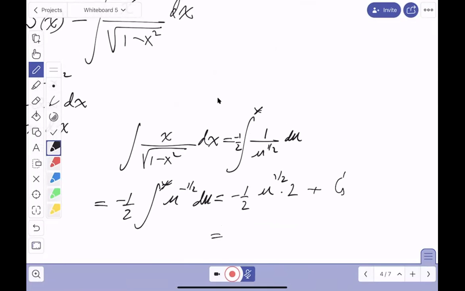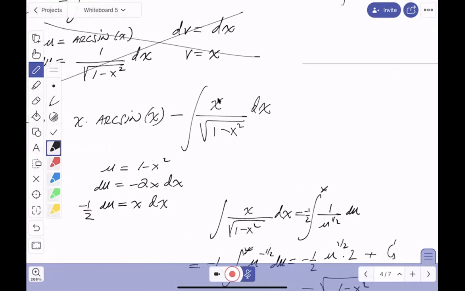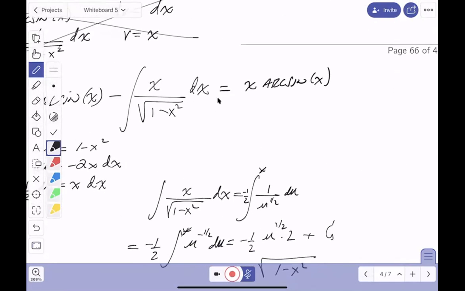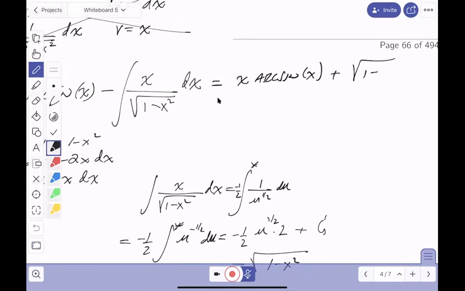But I got to go back to the land of u's, and it's going to be minus the root of, right? What's u? Can't remember. Look back. It's 1 minus x squared. So I think I'm ready. I'll put it over here. What are you going to get over here? x arc sine of x. What did I get? Minus a minus, right? So plus the root of 1 minus x squared. All symbols of integration have been removed. Put my c down over here.